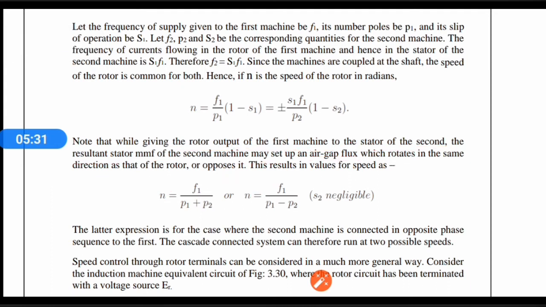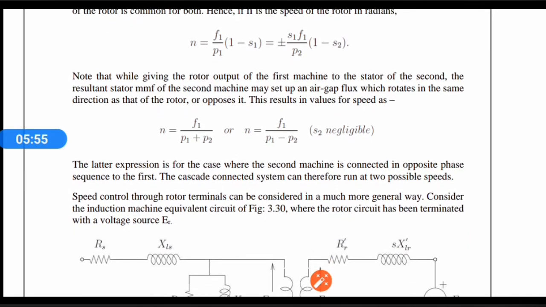So we can have different speeds by the connection of both the machines, how they are running and how their air gap fluxes are combining together. If it is in the same direction, then it is adding the number of poles. If it is in opposite direction, the number of poles is subtracted from each other. So possibly we can have two different speeds at which this machine can run, possibly two different machines.